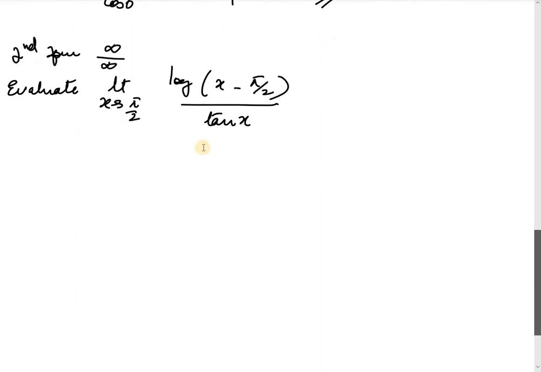So let us find out the limit of this one. Limit x tends to pi by 2 of log of (x minus pi by 2) upon tan x. Now just see this one. Through inspection, you can see that if you replace the value of x in the numerator by pi by 2, then we get pi by 2 minus pi by 2, which will be 0. Then log of 0 is undefined, that is infinity. So that means the numerator is infinity.